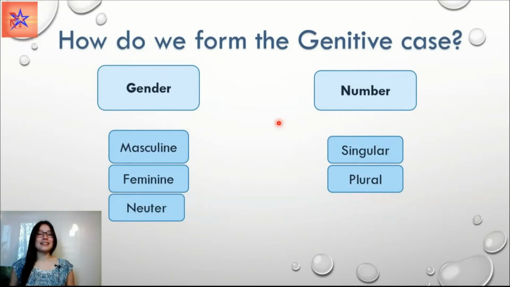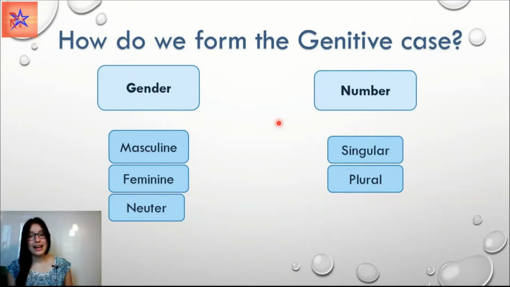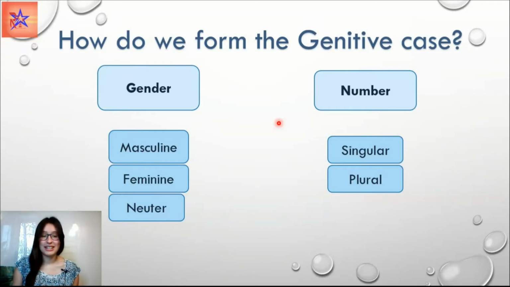And now, at last, how do we form the genitive case? So, you need to bear in mind the gender and the number. So if it's masculine, feminine, or neuter, or it's singular or plural, according to that, you have different patterns of the endings which you will need to use to form a genitive case.